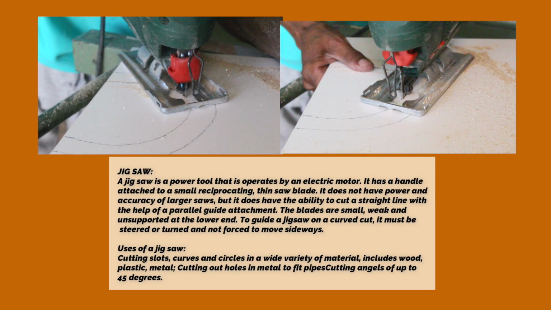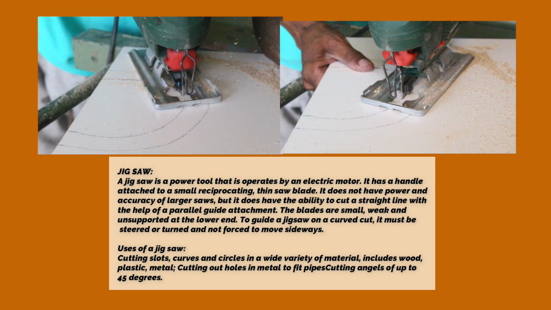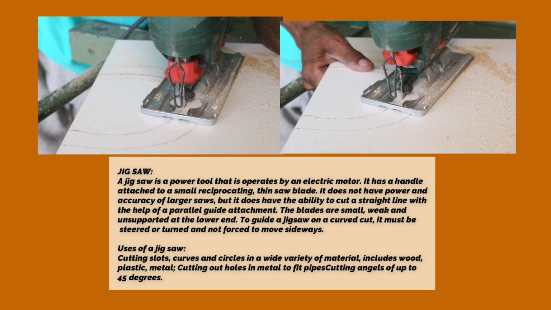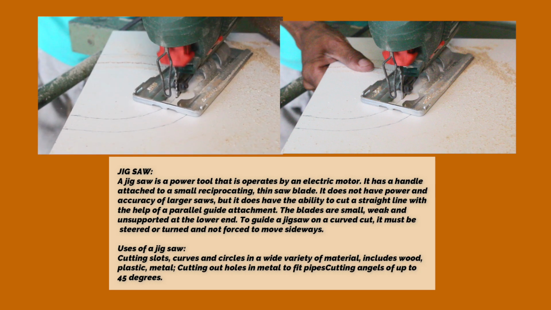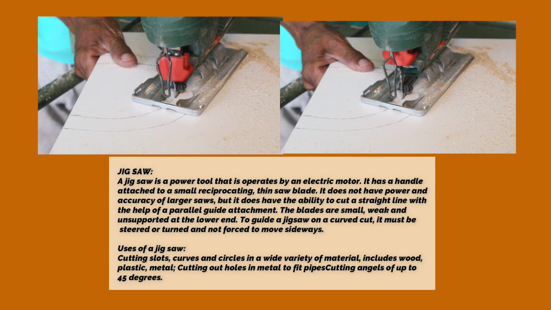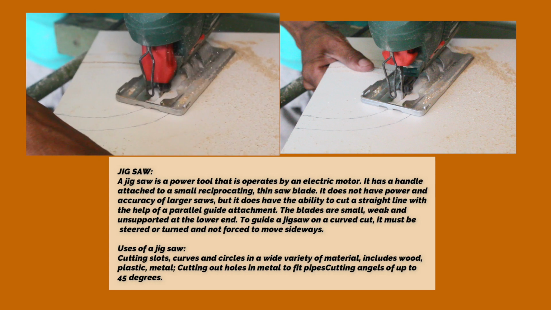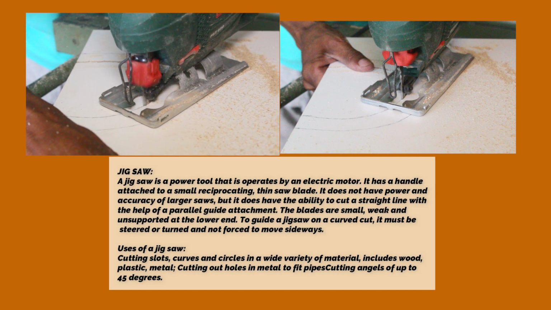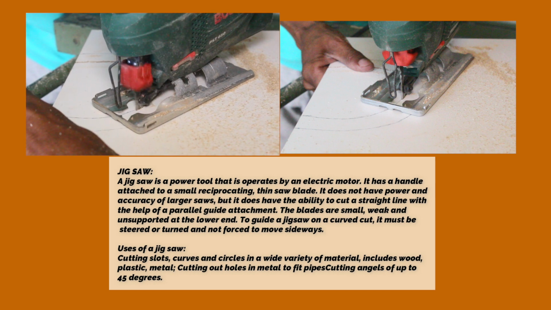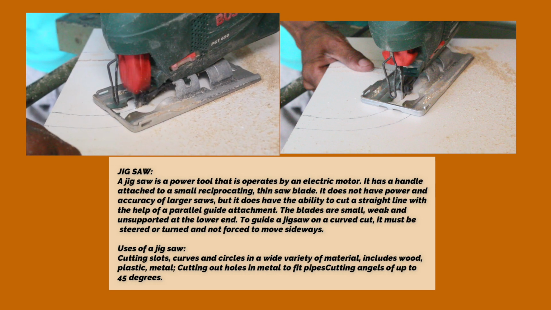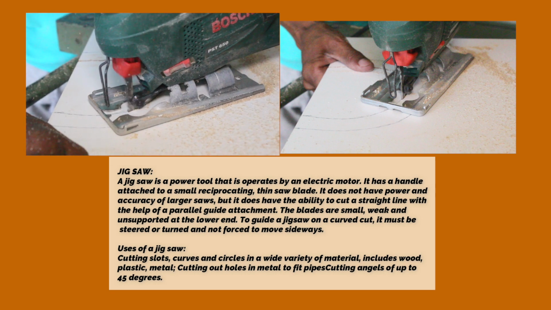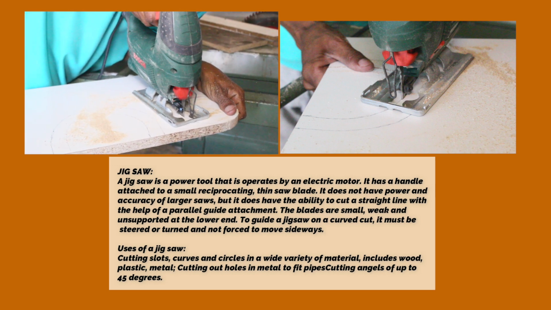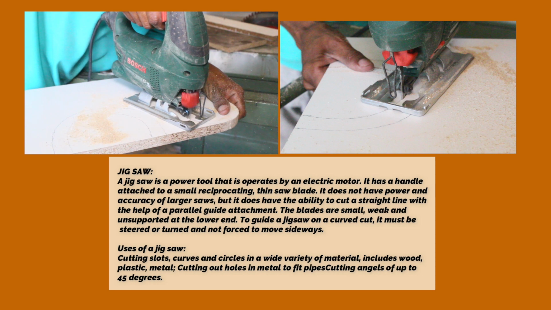Jigsaw. A jigsaw is a power tool that operates by an electric motor. It has a handle attached to a small reciprocating thin saw blade. It does not have the power and accuracy of larger saws, but it does have the ability to cut a straight line with the help of a parallel guide attachment. The blades are small, weak, and unsupported at the lower end. To guide a jigsaw on a curved cut, it must be steered or turned and not forced to move sideways.